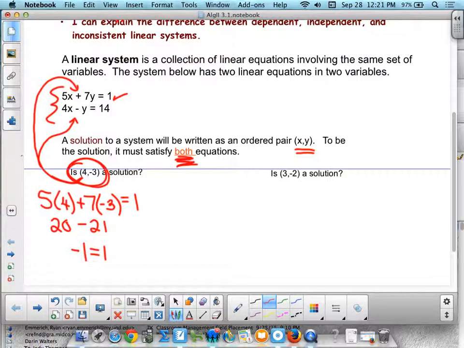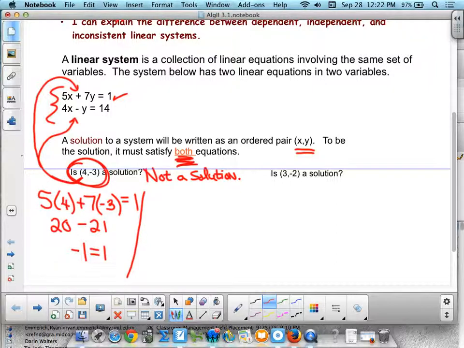It's supposed to work in both. So since it doesn't work in the first one, should I waste my time and do the second one? No, unless you just don't care and want to try another one. I would say right away, not a solution. So is it a solution? The answer would be no. It's not a solution.